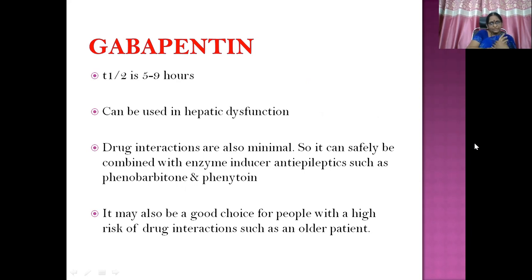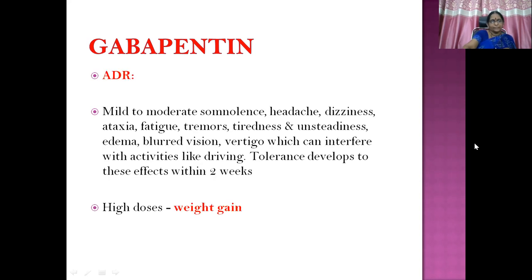Drug interactions are minimal, so it can be used safely along with the enzyme inducer antiepileptics such as phenobarbital and phenytoin. Okay, then it is a good choice for people with high risk of drug interactions such as an older patient, because of less possibility of drug interactions. ADR, apart from all the general or routine manifestations like somnolence, headache, dizziness, ataxia, fatigue, tremors, blurred vision, this molecule produces vertigo, and apart from that, tolerance develops for all these side effects. Then high doses can lead to weight gain of the patient.